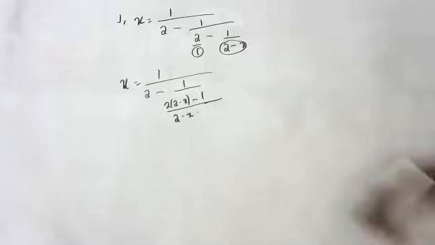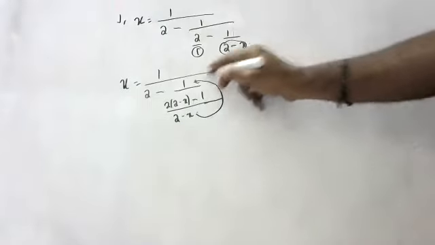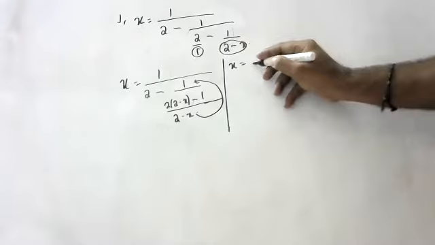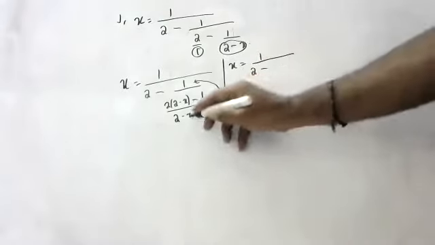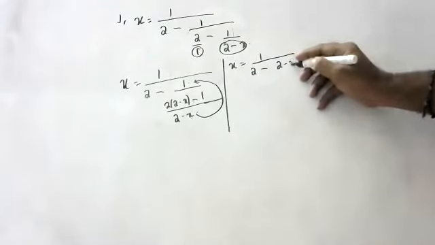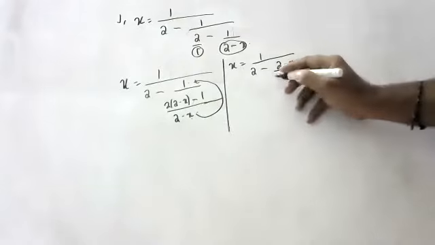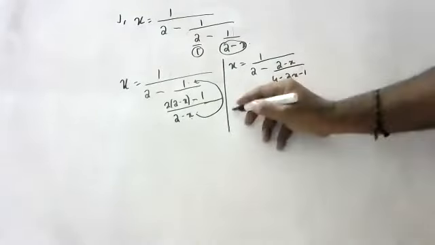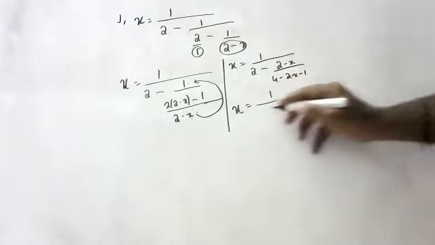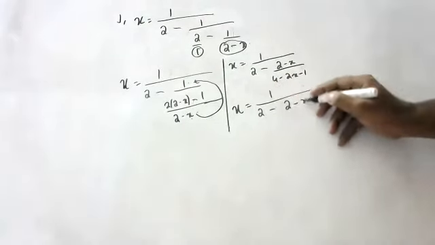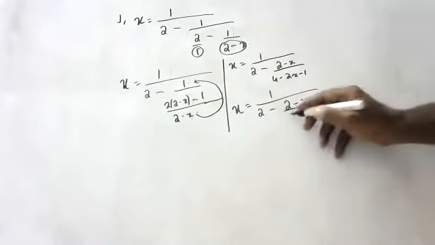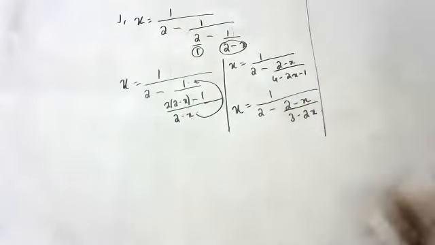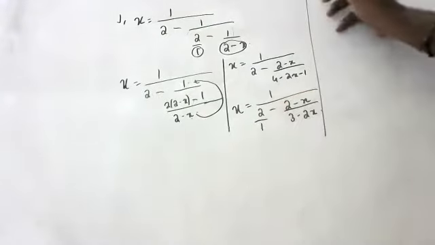Okay. So when you get like this, you send this here, children. So what happens? x is equal to 1 by 2 minus, this 2 minus x will go here. 2 minus x by 2 2s are 4 minus 2x minus 1. Please see here, children, x is equal to 1 by 2 minus x by 4 minus 1 is 3 minus 2x.